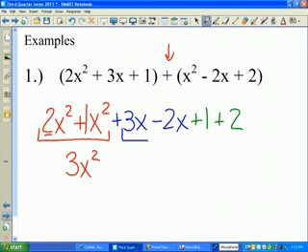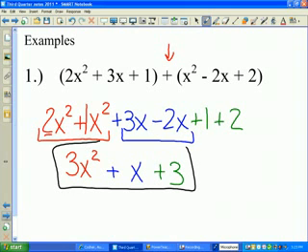Now our x's. 3x minus 2x will give me a plus 1x, or x. And then to sum it up, 1 plus 2 will give me 3. This right here is my solution when I add those two polynomials together. I know you're probably saying, that's it? I'm like, yeah, that's it. You sure? I'm positive. Okay?